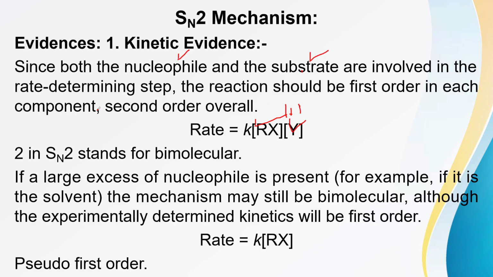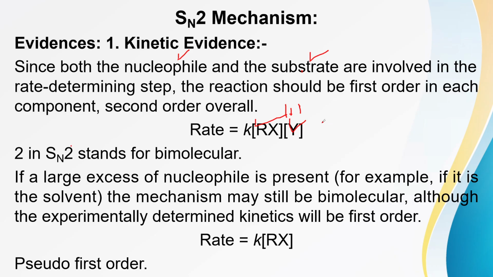Another important thing to understand is that the 2 in SN2 stands for bimolecular, not second order. It means the reaction is bimolecular: during the reaction, two molecules are involved. Molecularity is somewhat different from the order of the reaction. Molecularity tells us how many molecules are involved during the reaction, while order of reaction tells us how many times the rate of reaction depends on the concentration of a specific reactant or all the reactants.